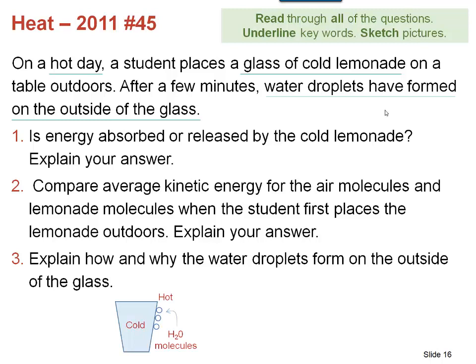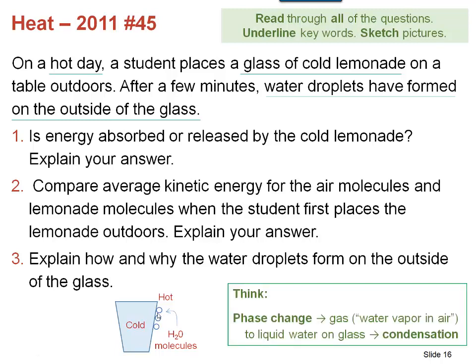A picture of this might look something like this, where you have the cold lemonade glass and the hot air surrounding it, and water molecules condensing or forming water droplets on the outside of the glass. So you have to think in terms of phase changes. You had gas, water vapor in the air, turning to liquid water on the glass, and that's called condensation.